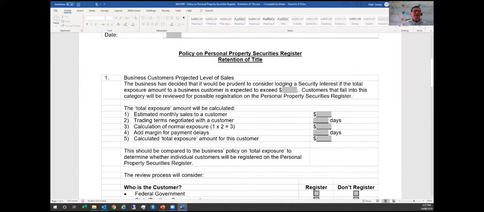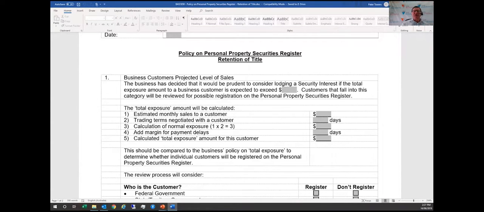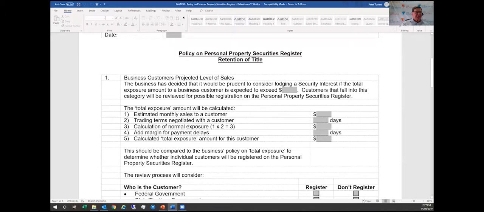Now, the original problem that most businesses have is determining whether the potential risk justifies registering on the register. The cost for 7 years is $6.50. So it's really not a cost issue, but there is a time taken to prepare these registrations. And the client customer has to have signed the terms of trade agreement and the retention of title agreements as part of the sale process if your client is going to register this customer on the PPSR.